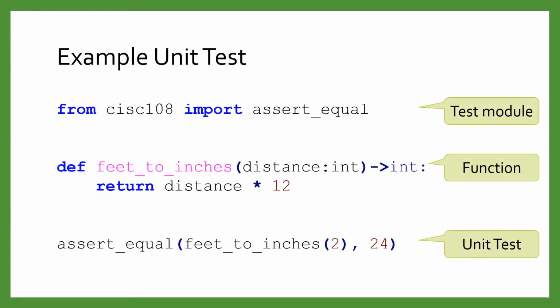A unit test is pretty simple. Call a function with a known input and compare the result to a known output. For example, consider this function that converts feet to inches. Above, the function call is a special statement that imports, or makes available, the assert equal function from the test module. We use this function on the line below to write our unit test. We call feet to inches and pass in 2, and assert that we expect a result of 24.